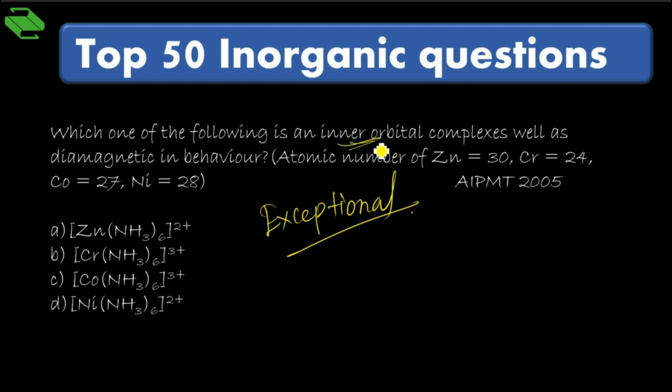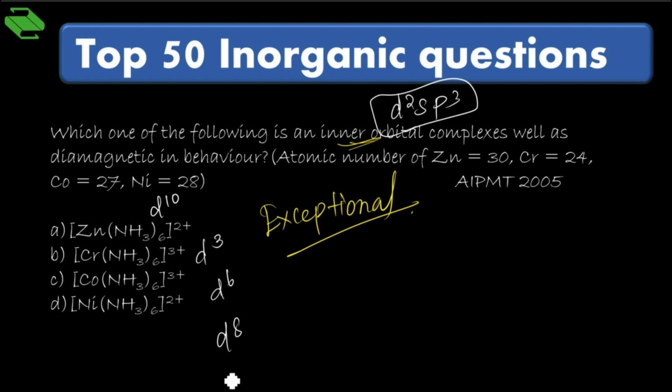They are asking for an inner orbital complex, which means d2sp3 hybridization, isn't it? Let's take zinc 2 plus, so d10; chromium 3 plus, which will make d3; and cobalt 3 plus, cobalt is 27, so 3d7, 3 plus means 3d6; and nickel 2 plus, which will be d8. Among these, the exceptional case is cobalt.